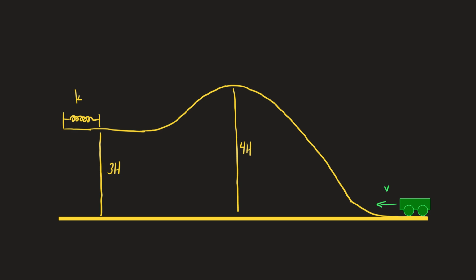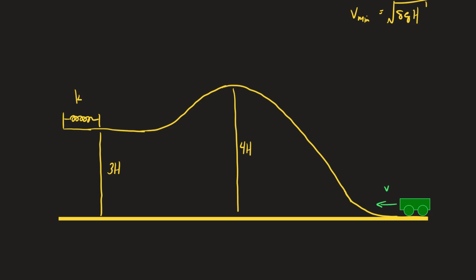So question A, it says find an expression for the minimum speed of the cart in order to make it to the top of the first hill. We actually did that part yesterday. Do you guys remember that? And we found out that the minimum speed to make it to the top of the first hill was the square root of 8gh, right?